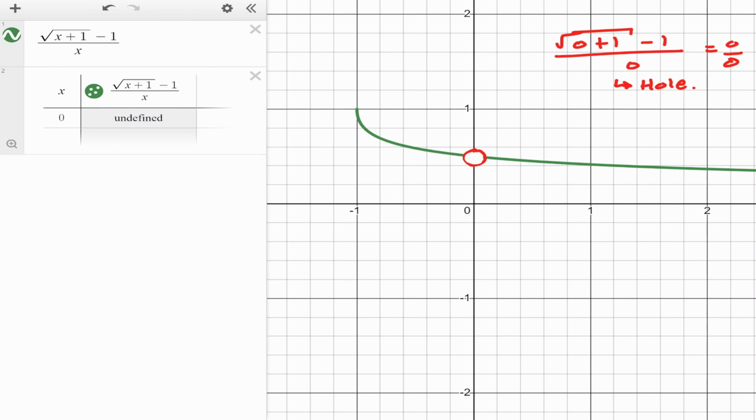Even though we have a hole in the graph, the limit still exists because as I approach the value of x equals 0 from the left, it is the same destination as I approach x equals 0 from the right. And the value that we are approaching is the y value of 1/2, which is what we found algebraically when we went through the process of simplifying and re-evaluating our limit.